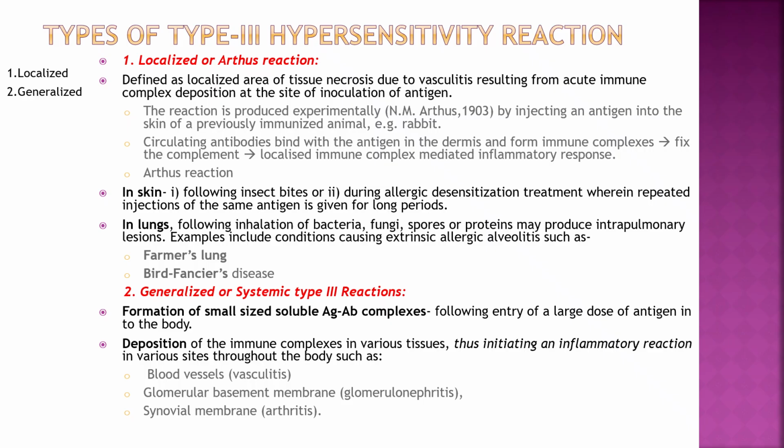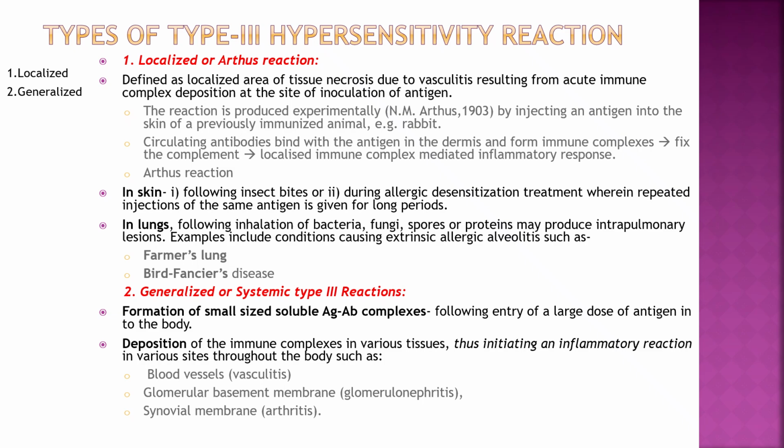It occurs in the skin following an insect bite or during allergic desensitization treatment, wherein repeated injections of the same antigen are given for long periods. In the lungs, following inhalation of bacteria, fungi, spores or proteins, it may produce intrapulmonary lesions. Examples include conditions causing extrinsic allergic alveolitis such as farmer's lung or bird fancier's disease.